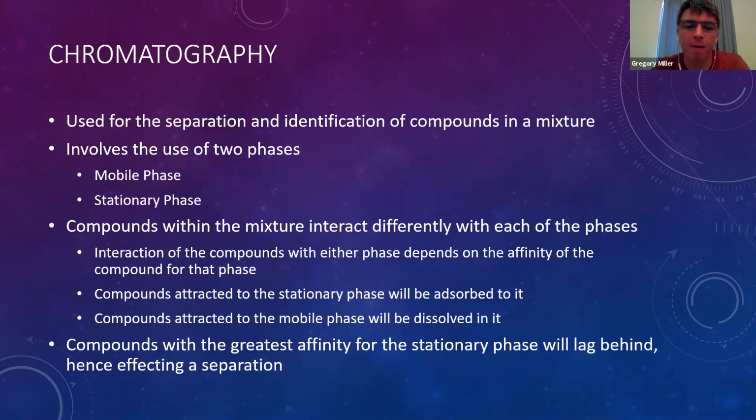So for example, if a compound interacts with the stationary phase, it is adsorbed, not absorbed. So adsorbed means stuck to. So if it is interacting with a stationary phase, it will get stuck to it and then lag further behind or take longer to move through. If it is attracted to the mobile phase, then it will usually get dissolved into your mobile phase and travel with it, moving more quickly through your stationary phase. So compounds with the greatest affinity for the stationary phase will lag behind, and that gives you your separation.